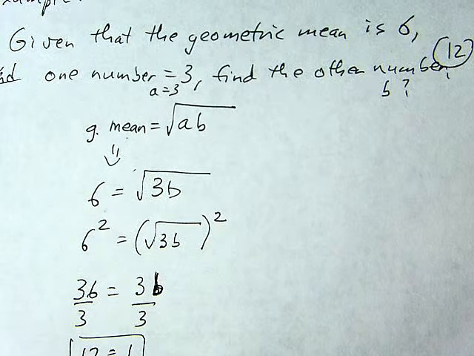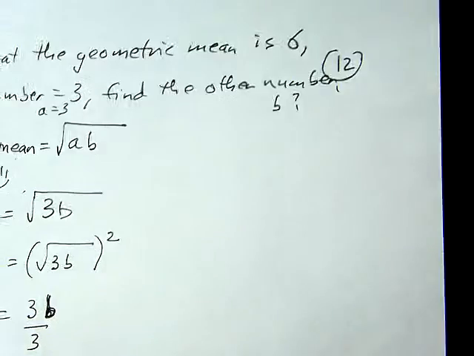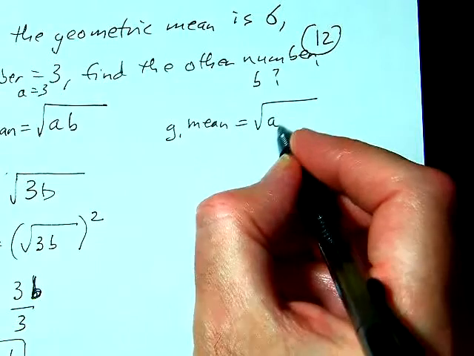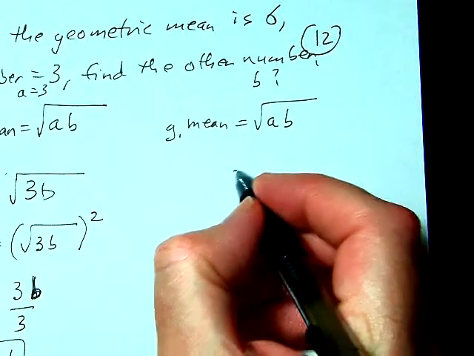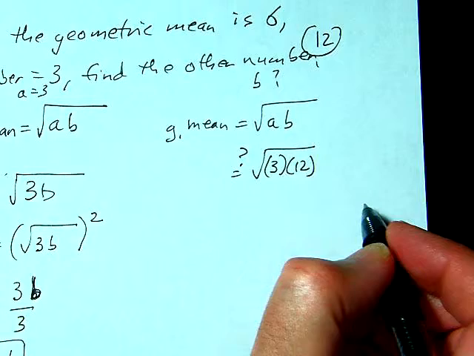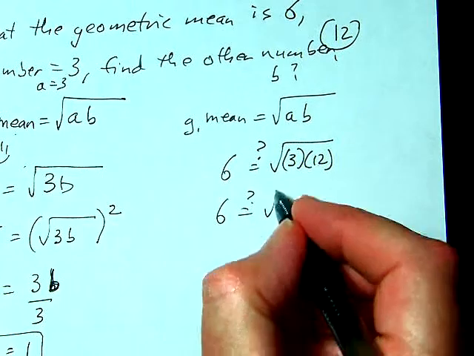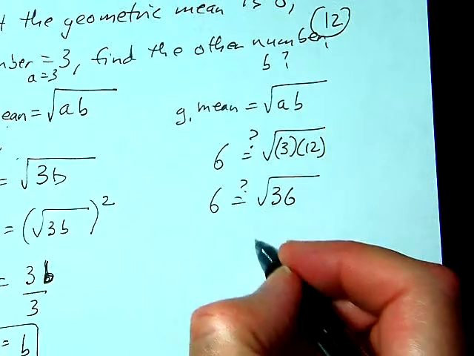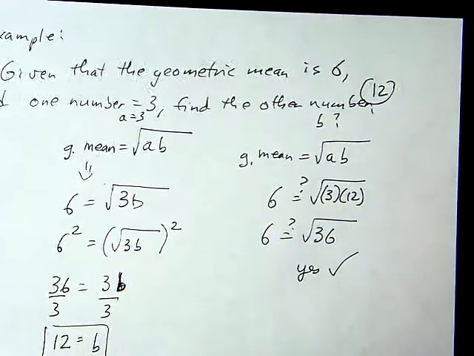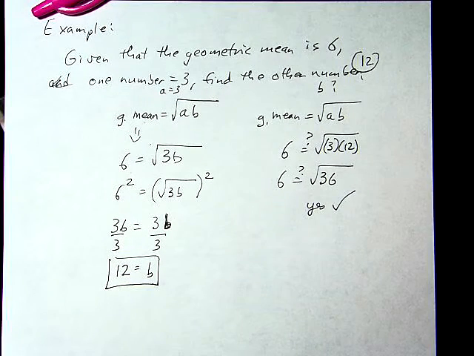And we can check that. So let's check that the geometric mean of 3 and 12 is actually 6. So let's go ahead and use our formula. The geometric mean equals the square root of the two numbers multiplied together. This time we're taking 3 and 12 as the two numbers. And the question is, is that going to equal 6? Does 6 equal the square root of 12 times 3, which is 36? Yes, it checks. So therefore, we've solved this problem that given a geometric mean and given one of the numbers, we can find the other number.